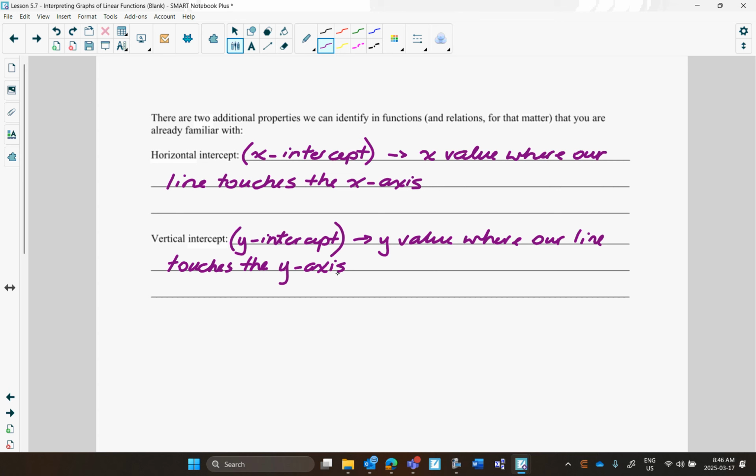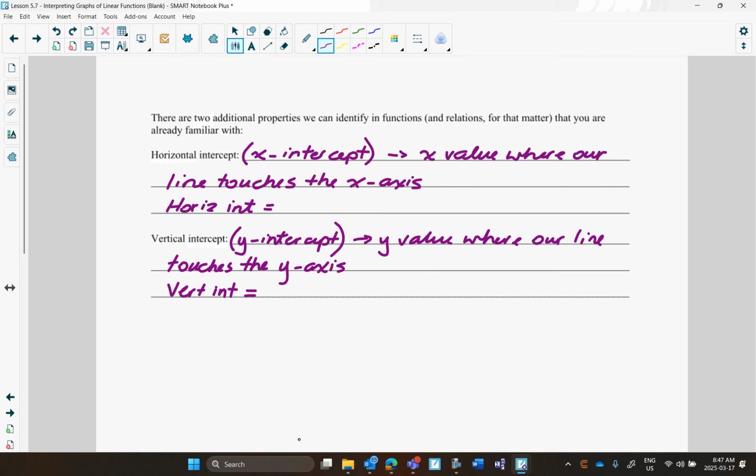So if you go back and look at the graph, previous page. Remember, the intercepts are not the point. It's not made up of two numbers. It's just one number.